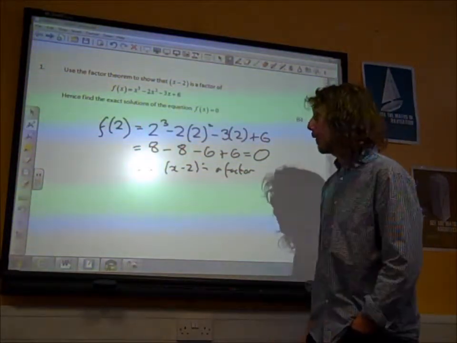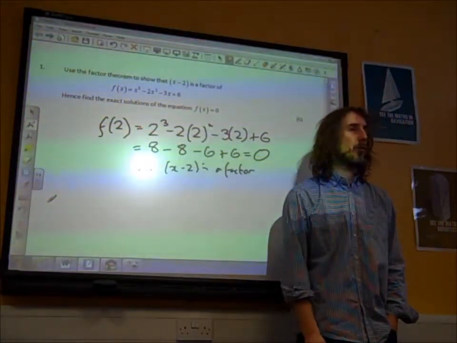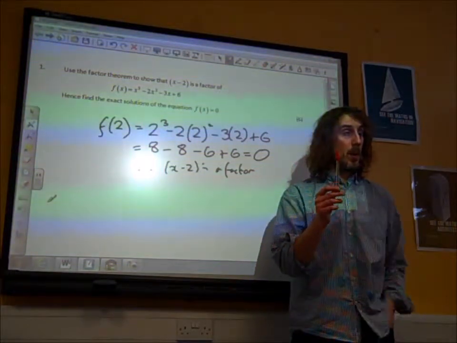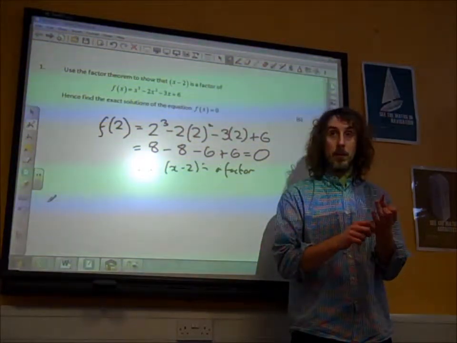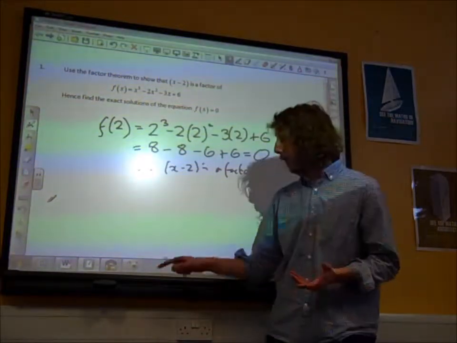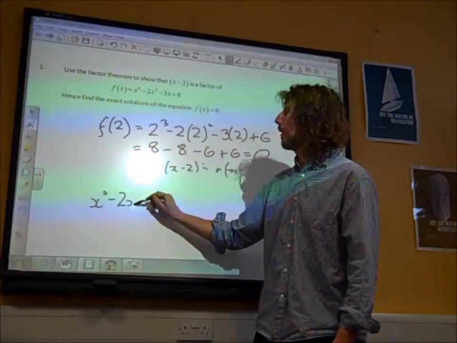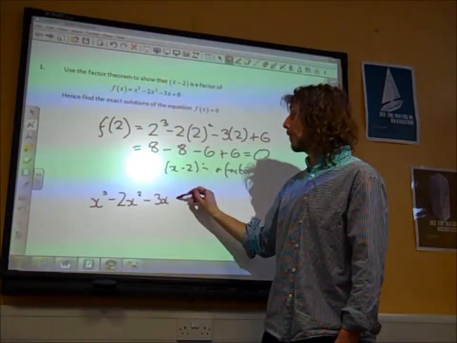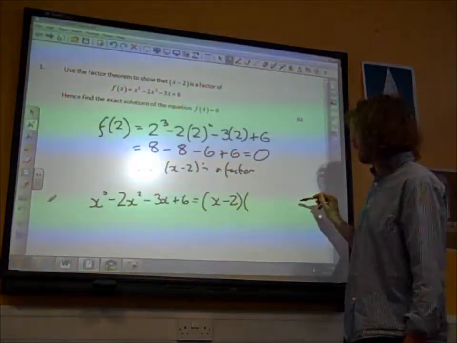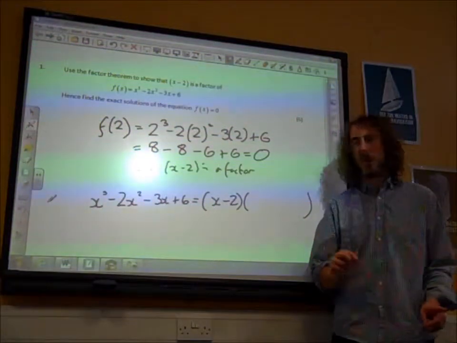Hence, find the exact solutions of the equation. We've got one of the factors, so we need to find the other 2 factors. So there will be a quadratic factor as well, won't there? Now we can do this however we choose. You could do this with long division, or with some kind of formal comparing coefficients method. Or you can just think it through.